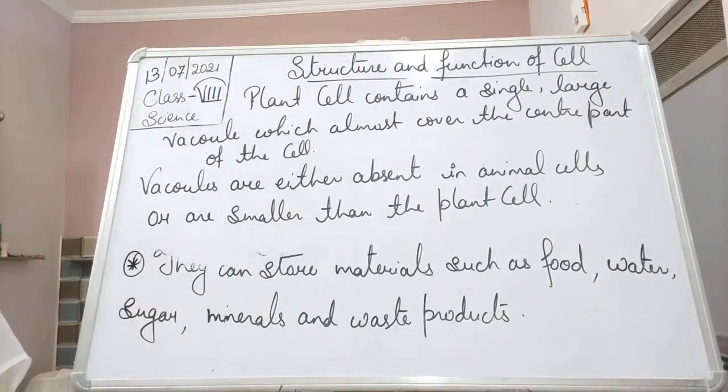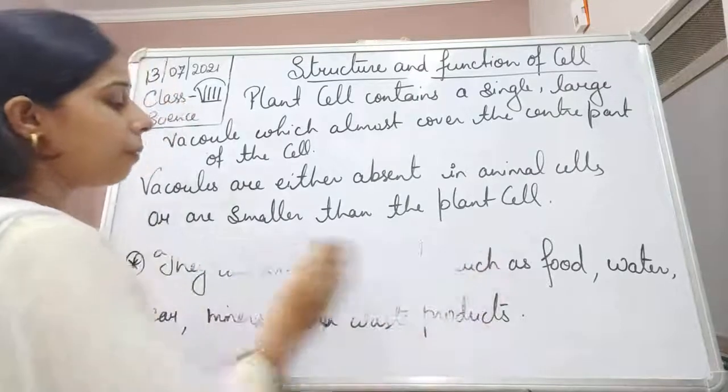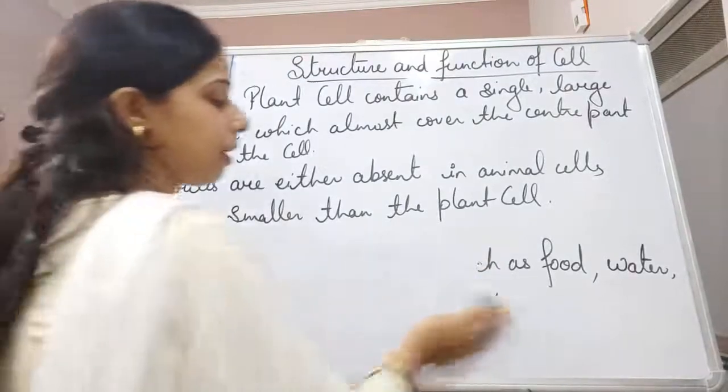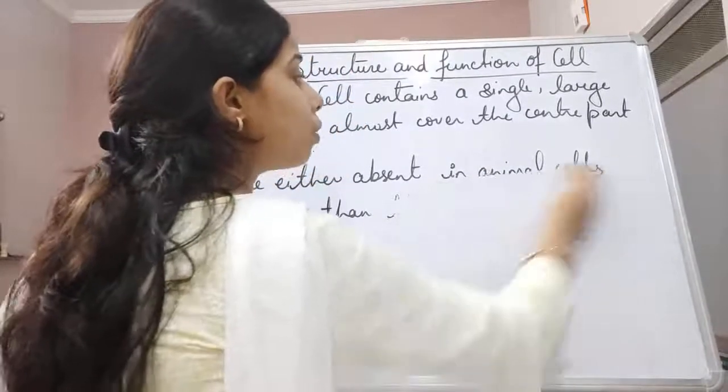Now let us see another kind of cell organelle which is present in the cell, and that is called lysosomes.